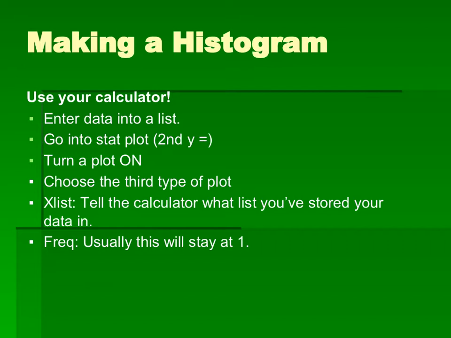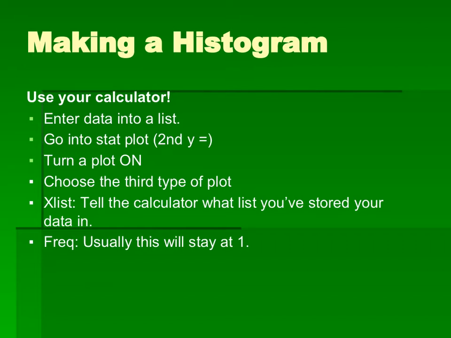I have the prompts listed here. They're also in your book. You're going to enter your data into a list as we've done in class before. Then you're going to turn on a stat plot. So your stat plots are found when you go to Y equals, but you hit the second button first. So it's the function over Y equals. There will be a spot for you to turn plots on if they aren't already on. Once you go into the plots, the third one over will look like a histogram or a bar graph. That's the one that you want to have highlighted.